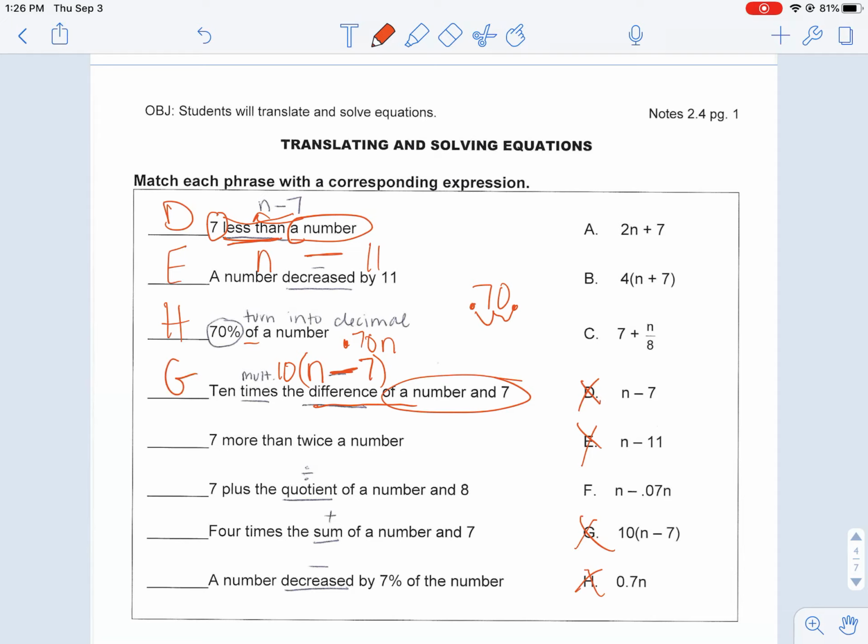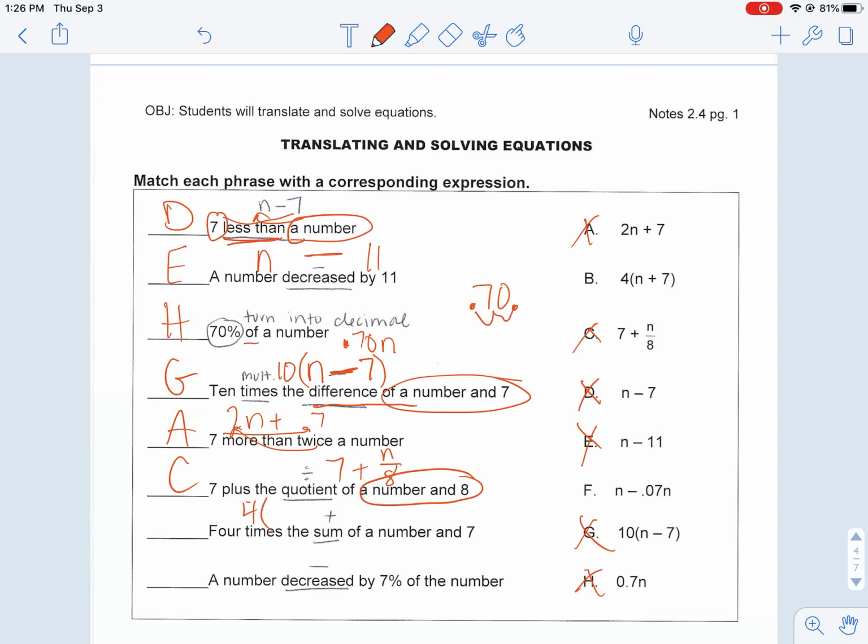7 more than twice a number. The word more than is a turnaround word. So 7 is going to go in the back. Twice a number is going to go in the front. More means add. So that's answer choice A. 7 plus the quotient. Quotient means divide. So we are dividing a number and 8. So that would be answer choice C.